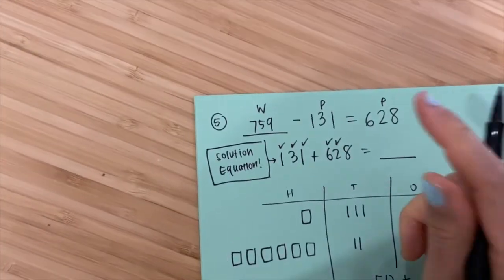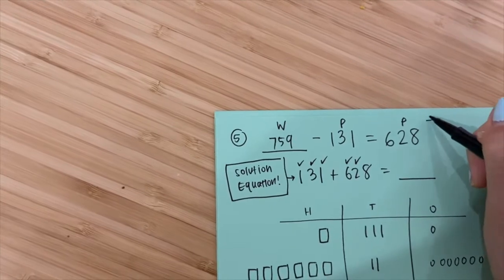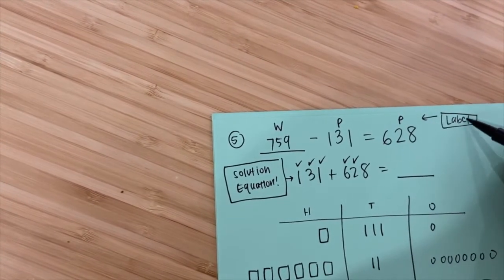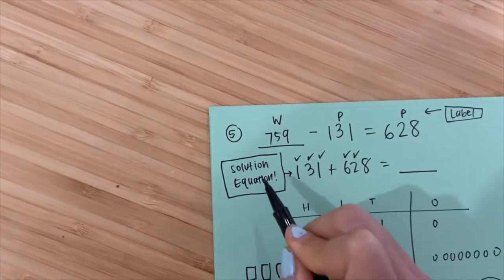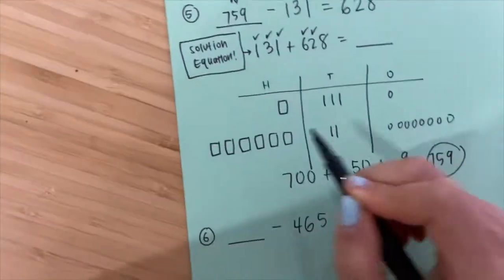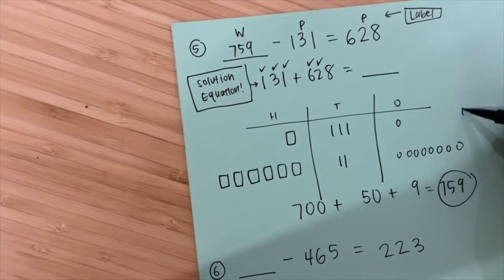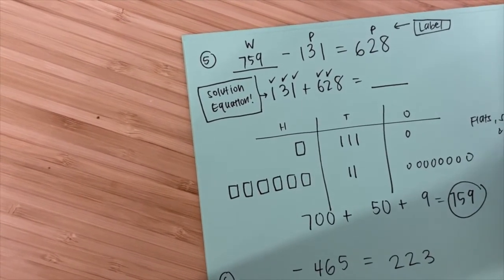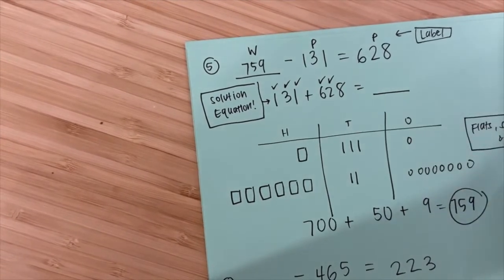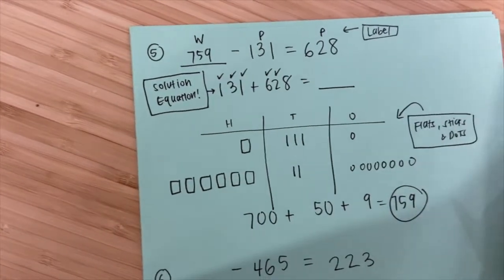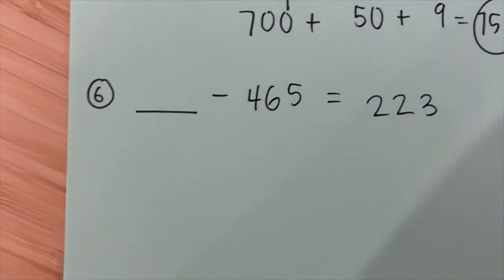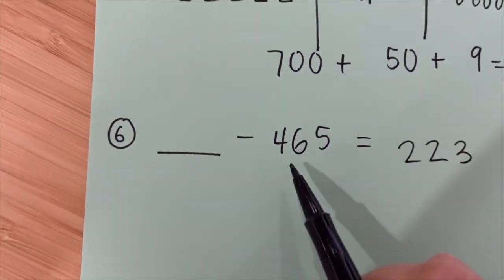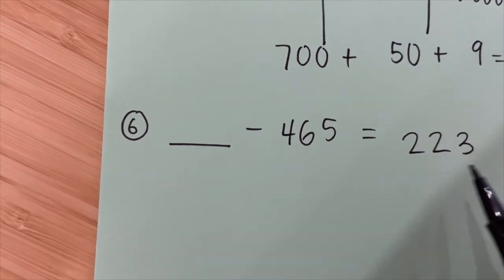Please, please don't forget the steps. The first step was to label my number sentence. The second step was to write a solution equation. And the third step was to draw my flats, sticks, and dots. Okay? Now you're going to try it on your own. This one, blank, take away 465 equals 223.